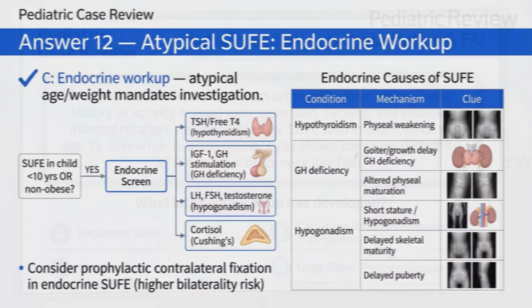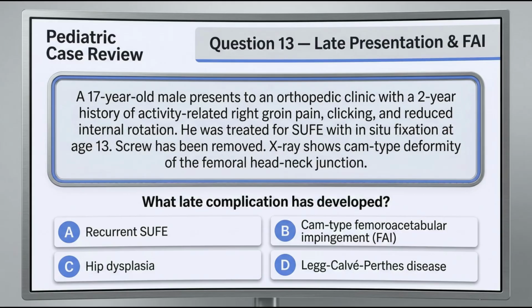these patients. Case 13. A 17-year-old male presents to an orthopedic clinic with a 2-year history of activity-related right groin pain, clicking, and reduced internal rotation. He was treated for slipped upper femoral epiphysis with in situ fixation at age 13. The screw has since been removed. X-ray now shows cam-type deformity of the femoral head-neck junction. What late complication has developed?